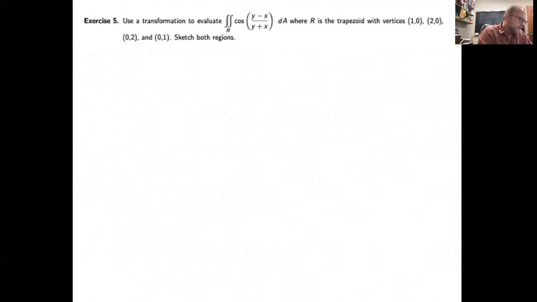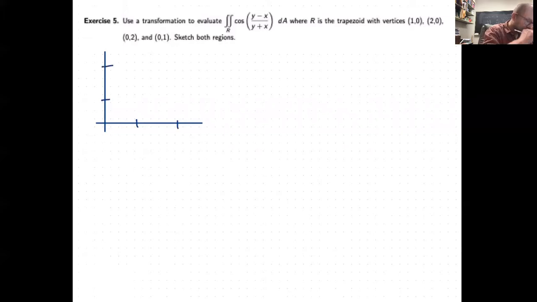So the next one asks us to use a transformation to do the double integral cosine y minus x over y plus x dA, where R is a trapezoid with those vertices. Okay. We're going to sketch both regions. So we'll start with the one that's in the XY plane, because that's always kind of more in our wheelhouse. And everything was in the first quadrant, so keep that in mind. And it looks like we're only going 1, 2 units, 1, 2 units.